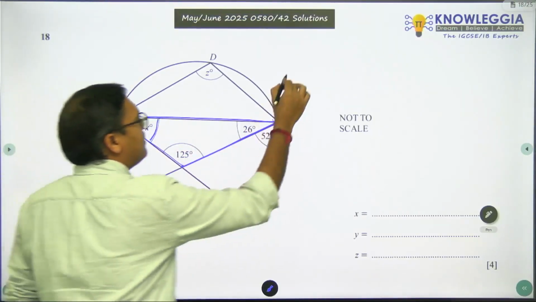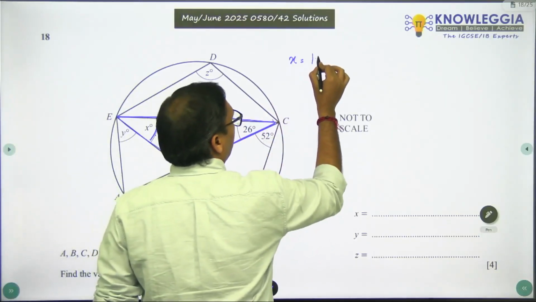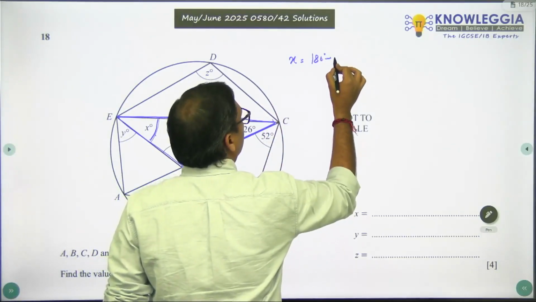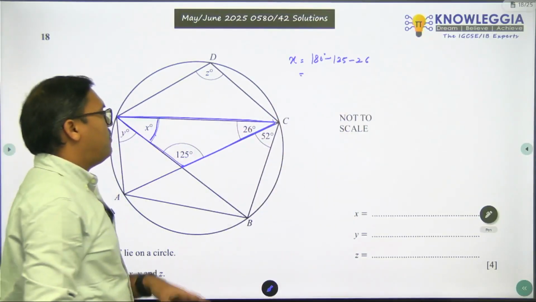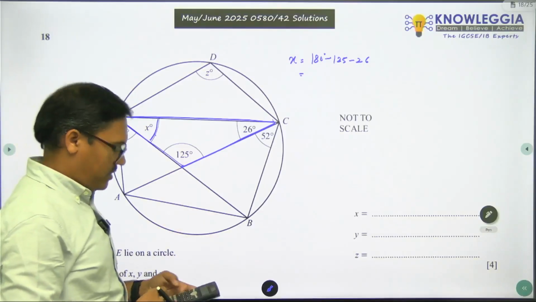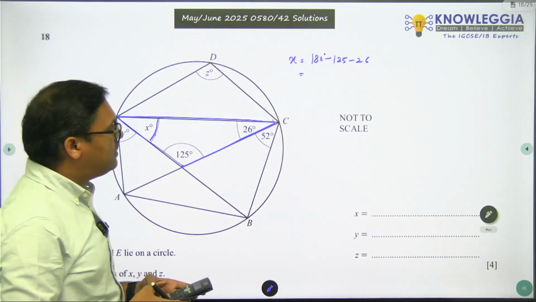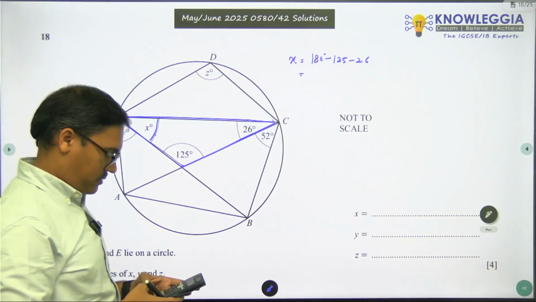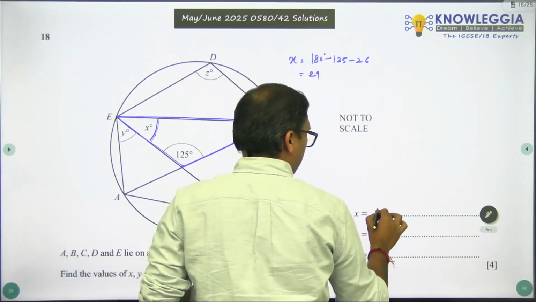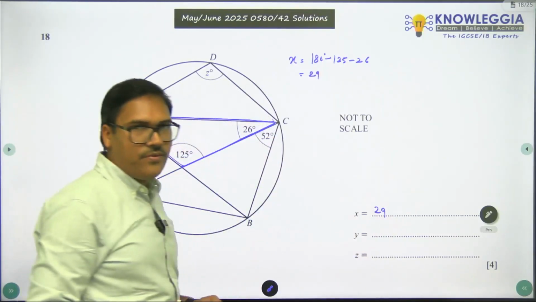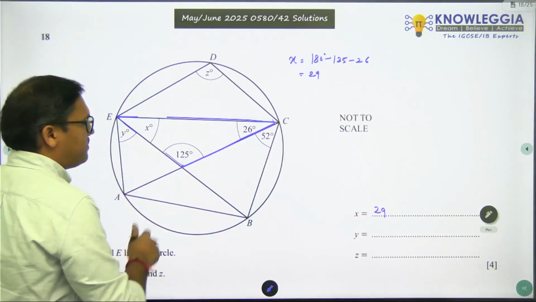So I can easily say what is x? This x is 180, sum of all the angles, minus 125 minus 26. I hope this is clear. Sum of all the angles should be 180. So this is 180 minus 125 minus 26, which is 29. So what is x? x is 29. So what is the first answer? That is 29. Okay. Second, let's find the other value. So we got x is equal to 29.